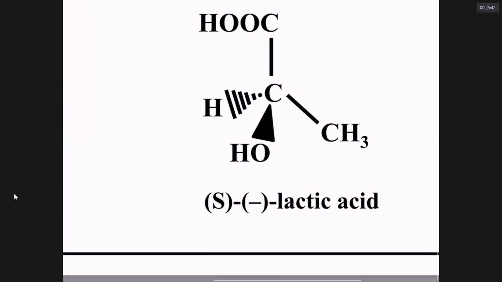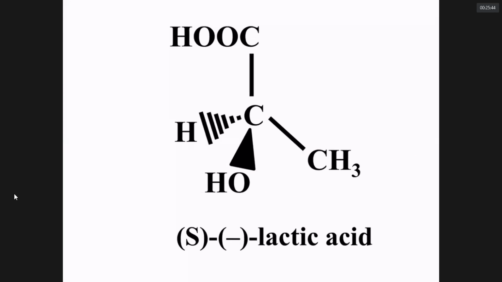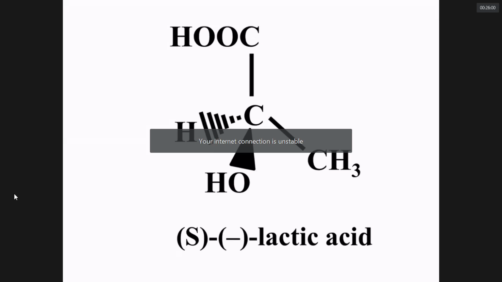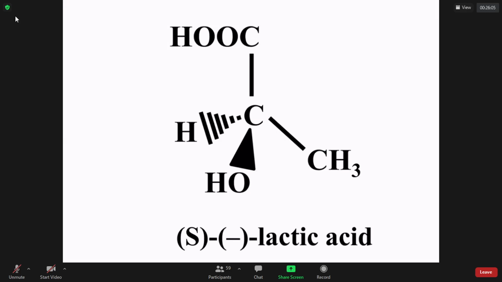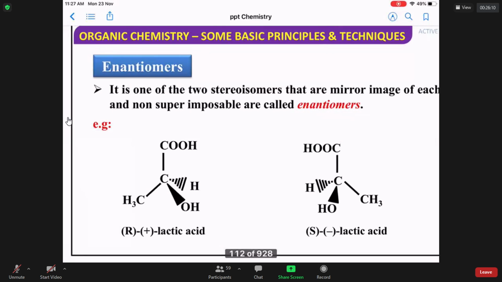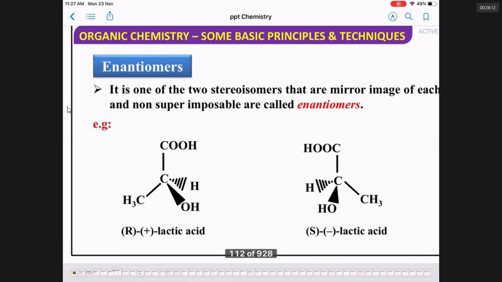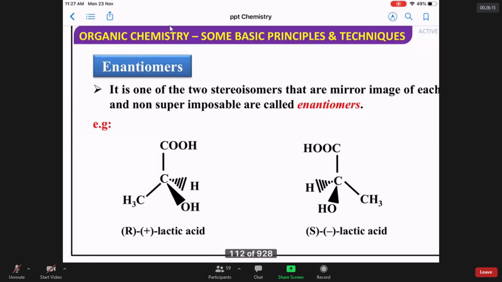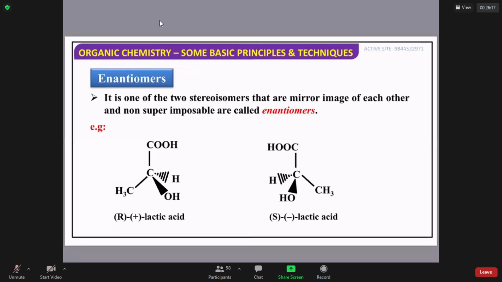See its mirror image. The mirror image is also said to be S lactic acid. S means sinister, R means rectus. Rectus means right, sinister means left. Notice R and S isomers have object and image relation. The IUPAC name is 2-hydroxypropanoic acid.